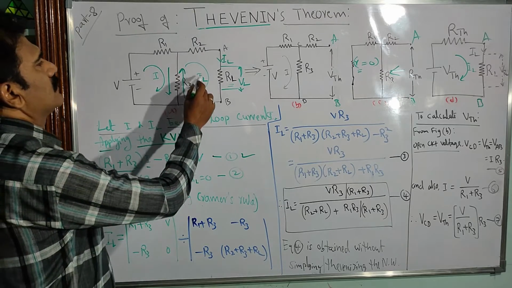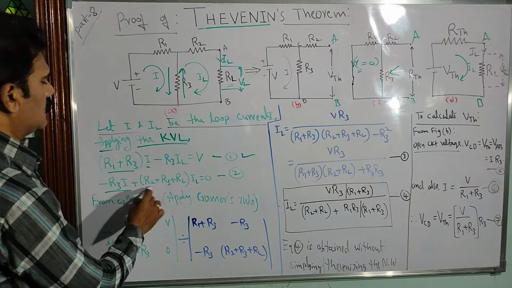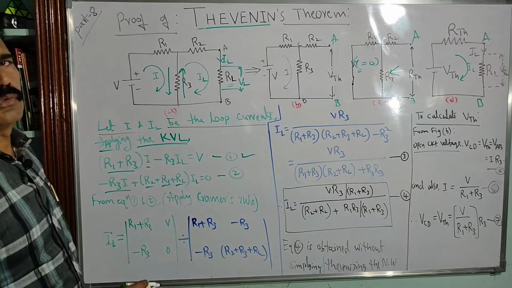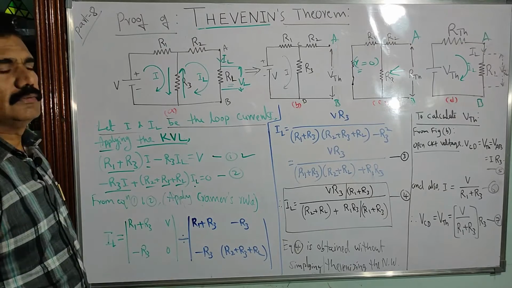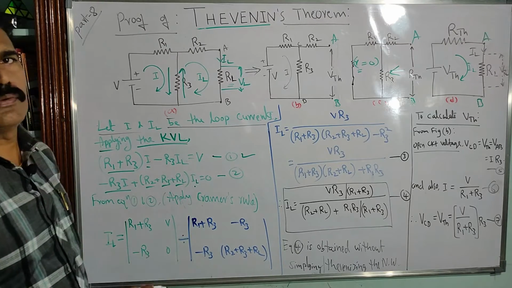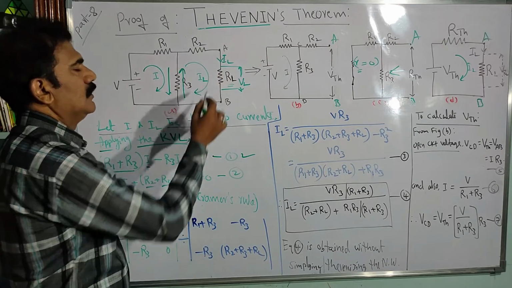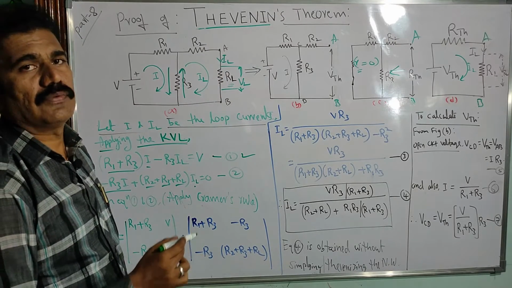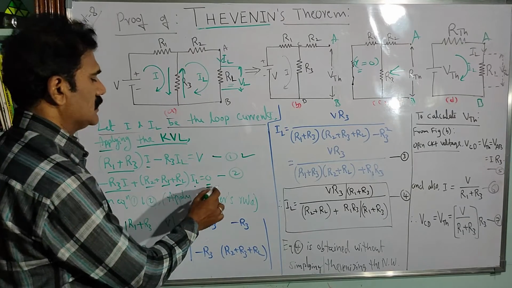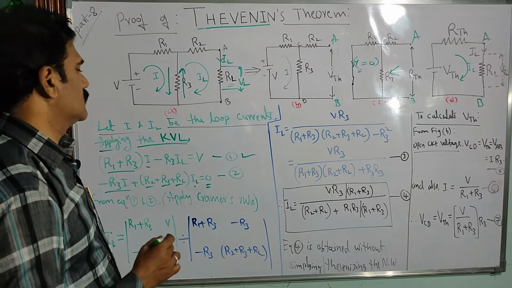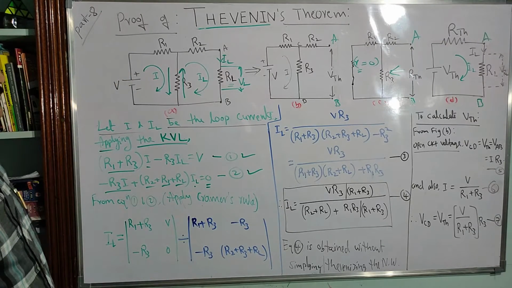IL is of course passing through R2, R3 and RL. So I will consider R2 plus R3 plus RL, the total resistance in the loop, multiplied by this current IL. But this is equal to 0. Why is it equal to 0, you know? This loop does not consist of any voltage source at all, so the EMF is not considered as V here. It is equal to only 0. So that is equation 2 obtained from Kirchhoff's voltage law.